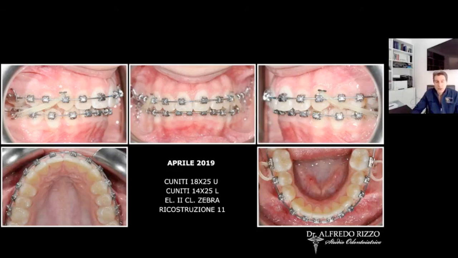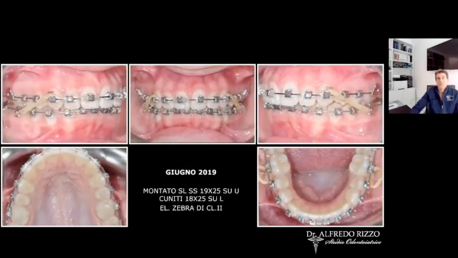We have added class 2 elastics as well. These are zebra elastics. At this phase in the upper jaw, where we have seen a very pronounced speak-through, we have switched to stainless steel arch wire 19/25, and we work with the copper nickel-titanium arch wire 18/25 in the lower, and of course the patient is wearing class 2 elastics.